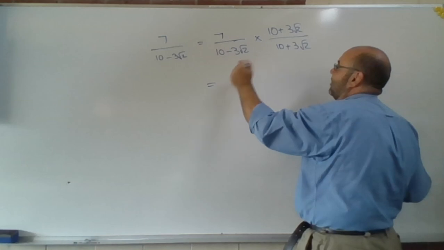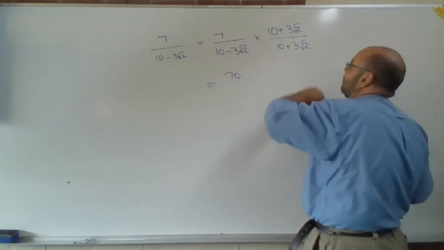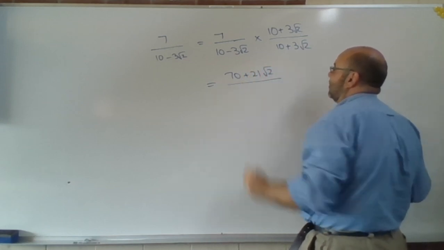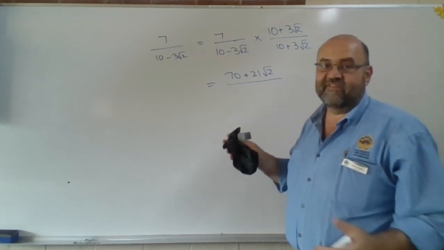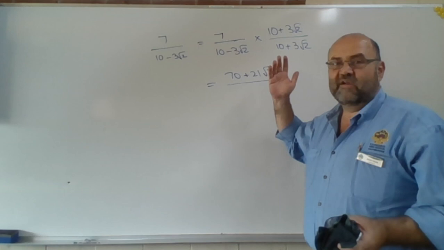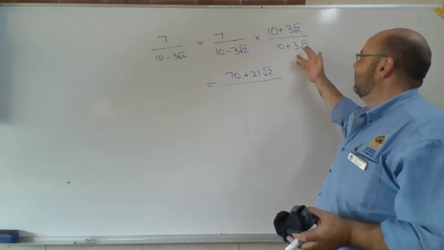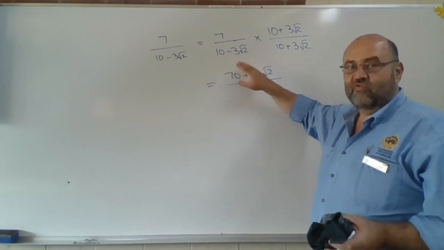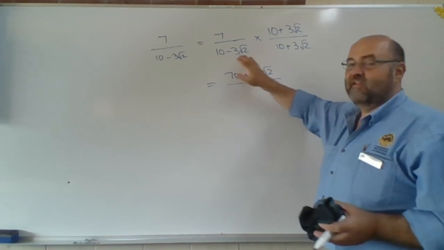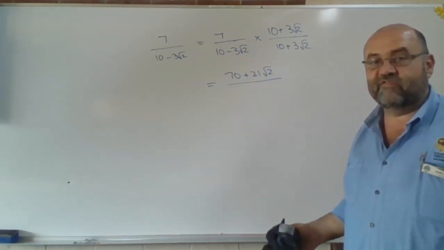7 times 10 is 70. 7 times 3 root 2 is 21 root 2. On the bottom, I've got my difference of 2 squares. I've got a conjugate pair being multiplied. It doesn't matter if it's 10 plus 3 root 2 times 10 minus 3 root 2, or 10 minus 3 root 2 times 10 plus 3 root 2. I just need there to be a conjugate pair. If there's a conjugate pair, it's a difference of 2 squares.